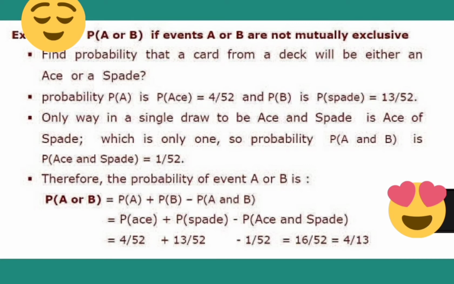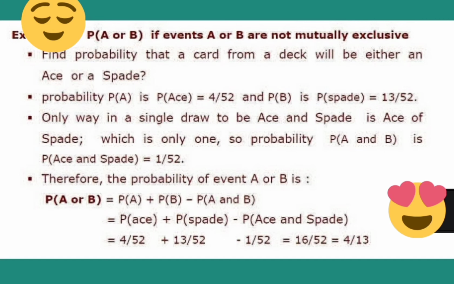Now the probability of the ace is equal to the favorable number of ways for the ace to come, which is equal to 4, and the total number of chances is equal to the total number of cards, 52. So the probability of ace is equal to 4 by 52.